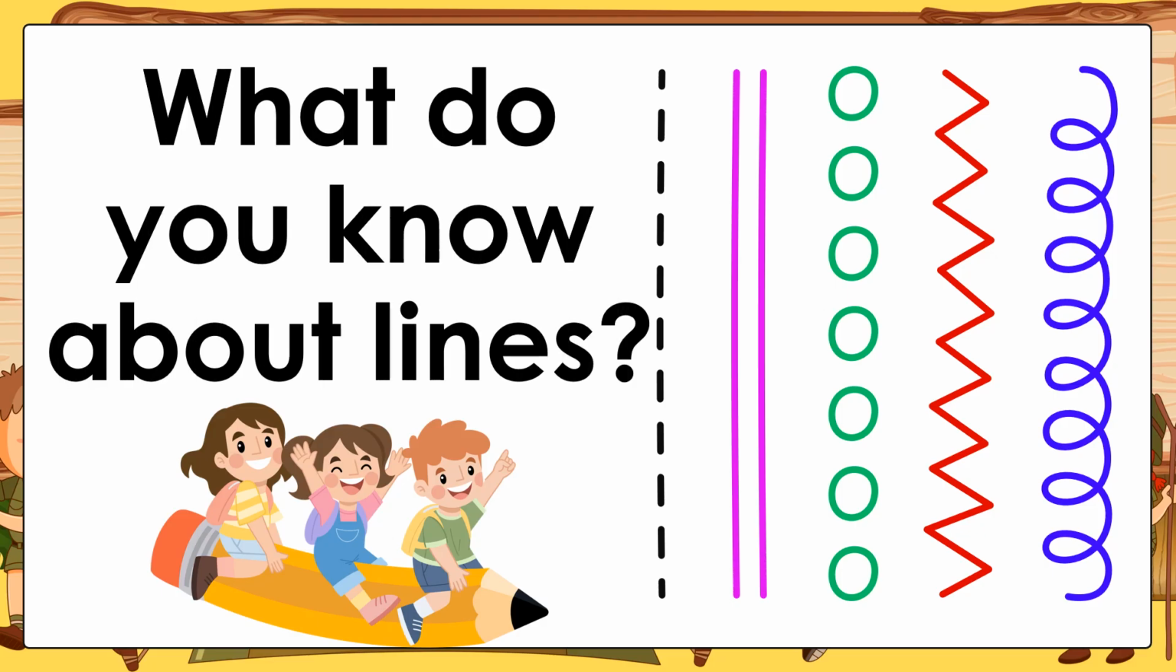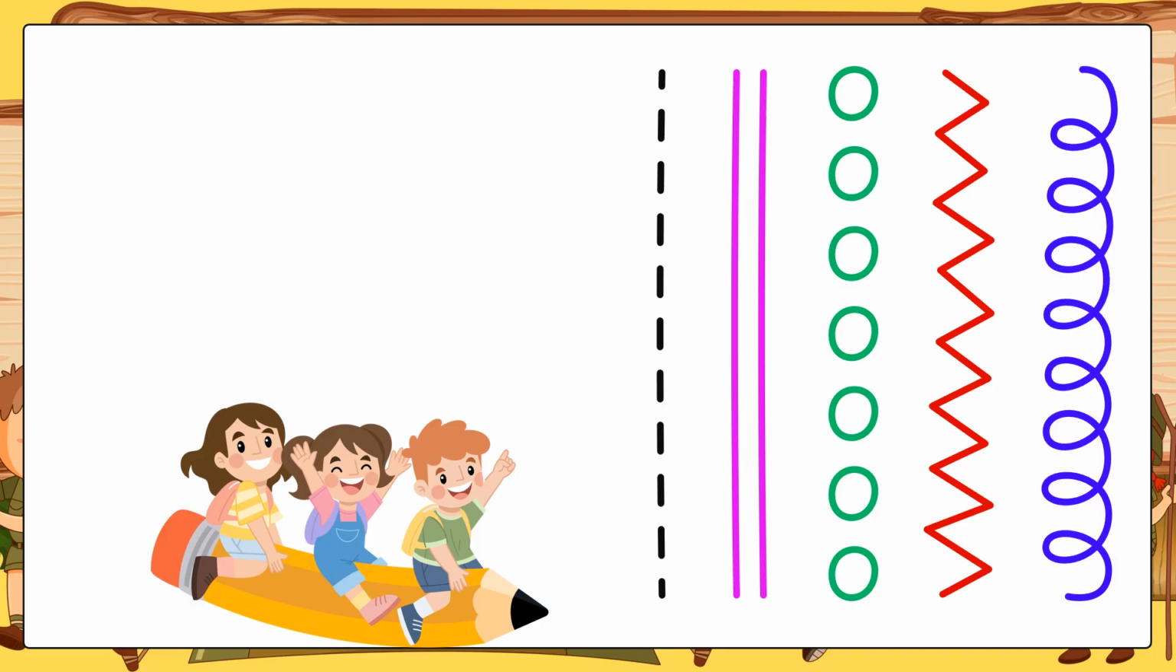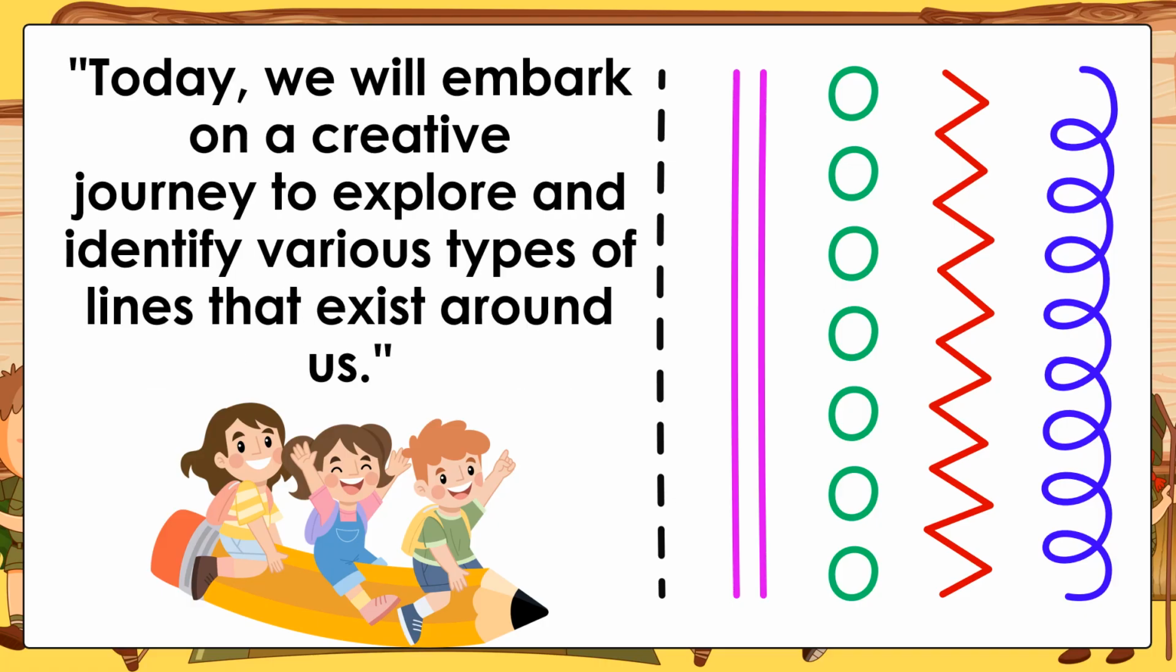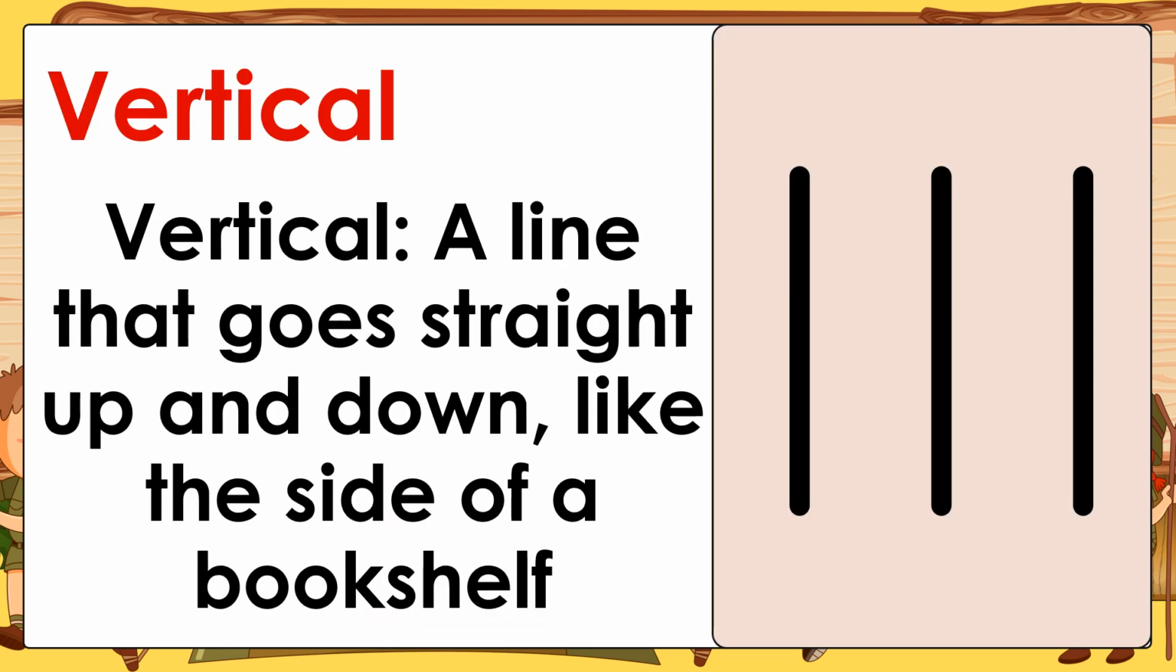What do you know about lines? For today, we will embark on a creative journey to explore and identify various types of lines that exist around us. Let us start with vertical, a line that goes straight up and down, like the side of a bookshelf.